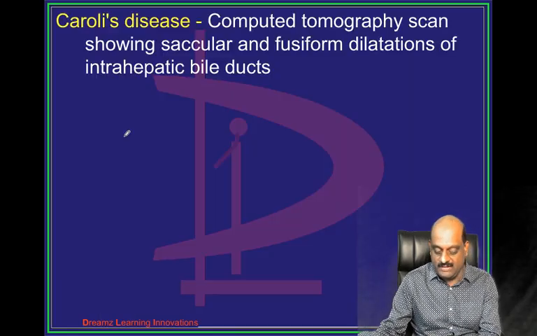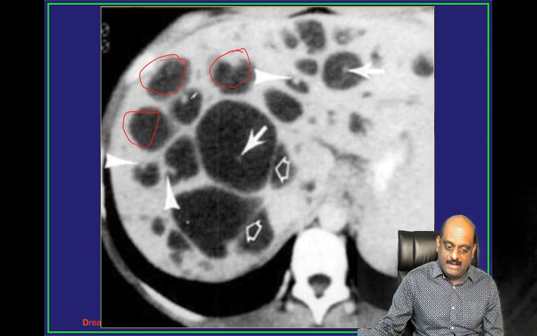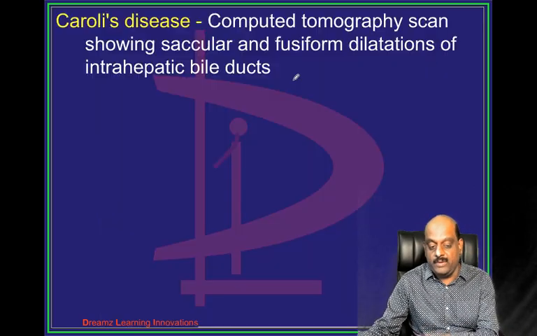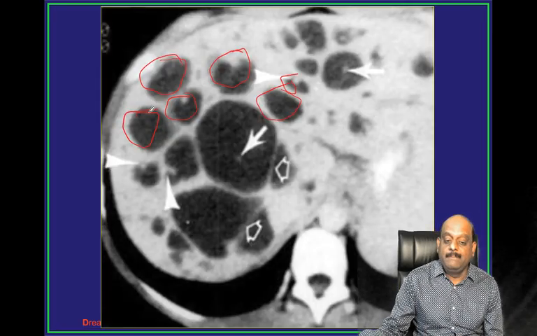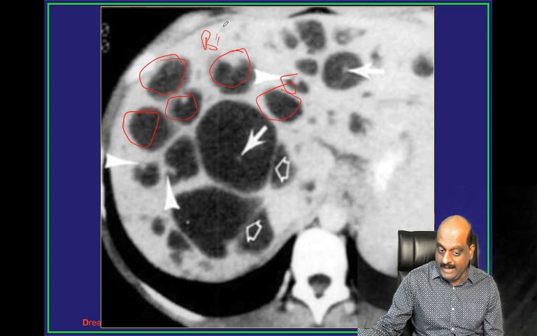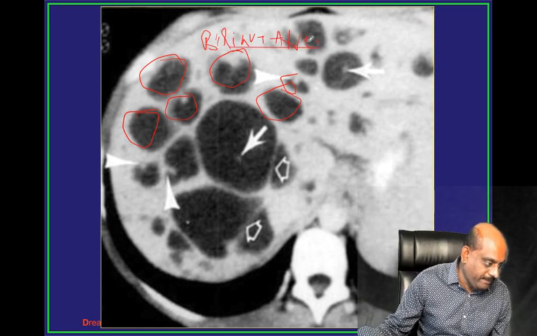Then what is this? This is called Caroli disease. Multiple cysts are being found, and fundamentally what is the problem in this? There is a fusiform dilatation of the intrahepatic biliary ducts, and biliary atresia is what you need to remember.